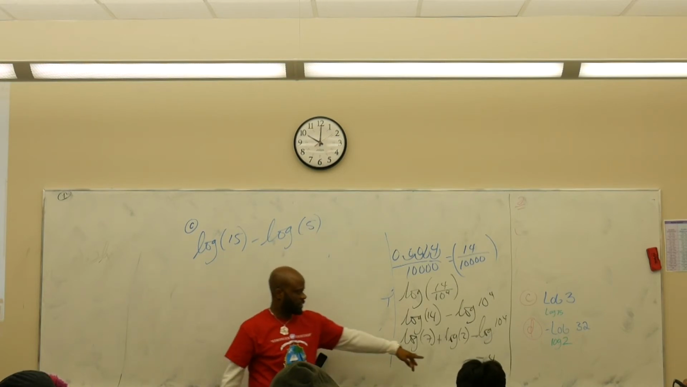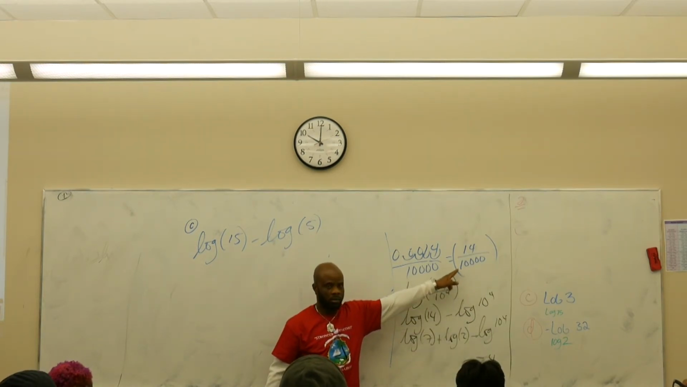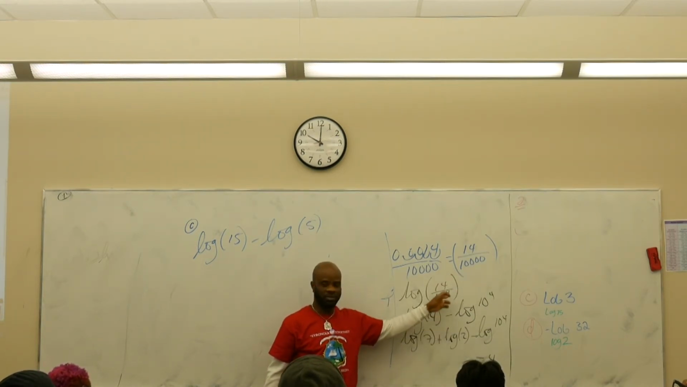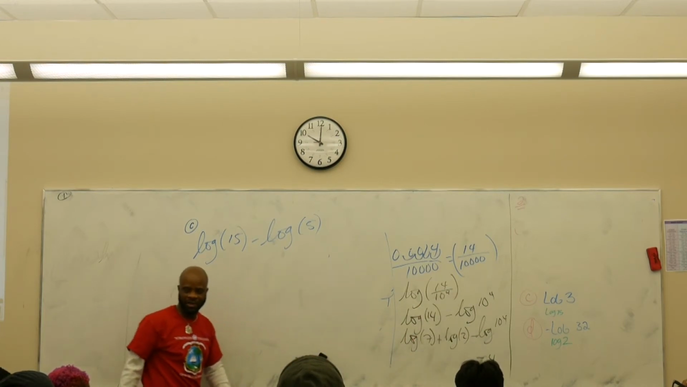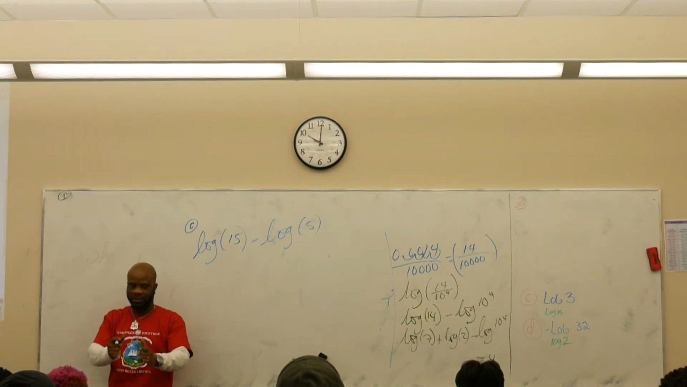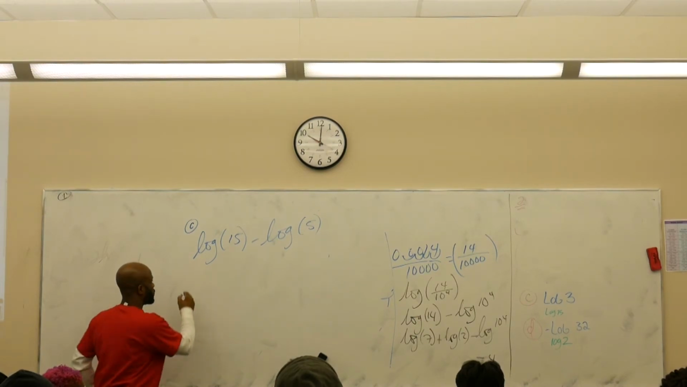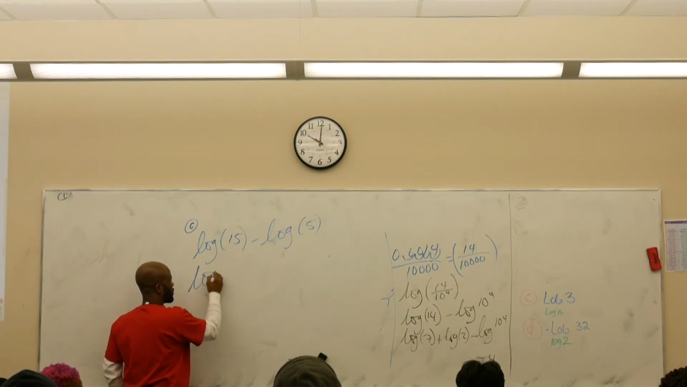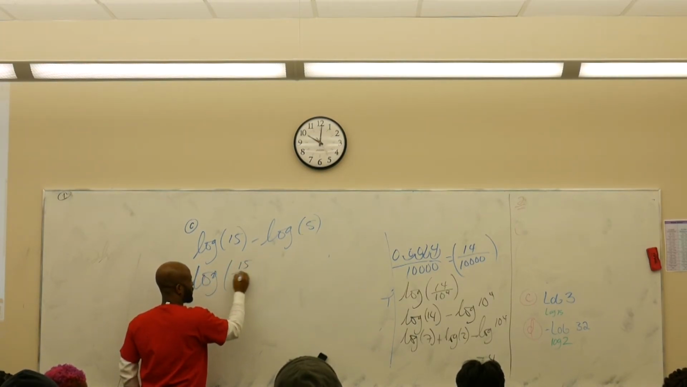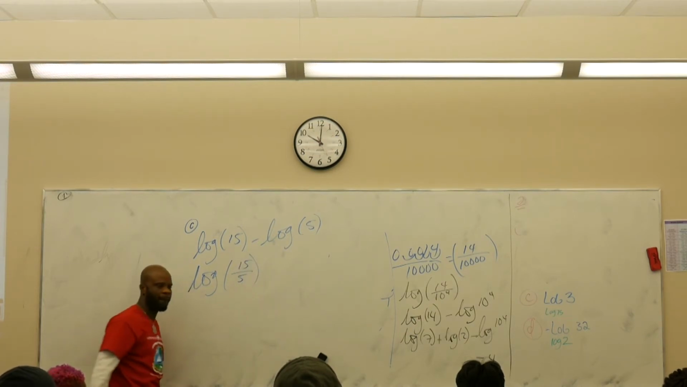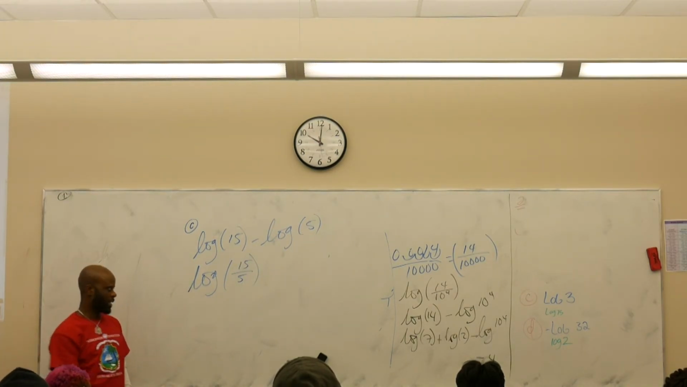Well, based on what we just did here, we had a subtraction because it was a division, right? So now we're trying to condense it, we make it a division, right? So this is just the log of 15 divided by 5. Log 2. Yes.